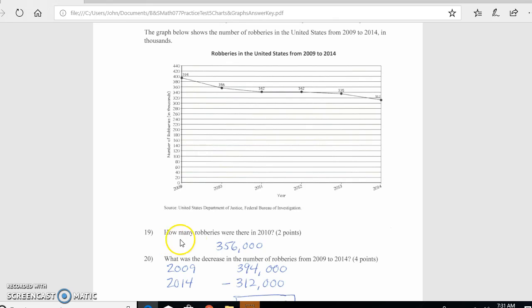Question 19, how many robberies were there in 2010? So we go to the year 2010, and we want to go straight up to our line graph, and we have 356, and the answer would be 356,000 because these numbers are given to us in thousands.